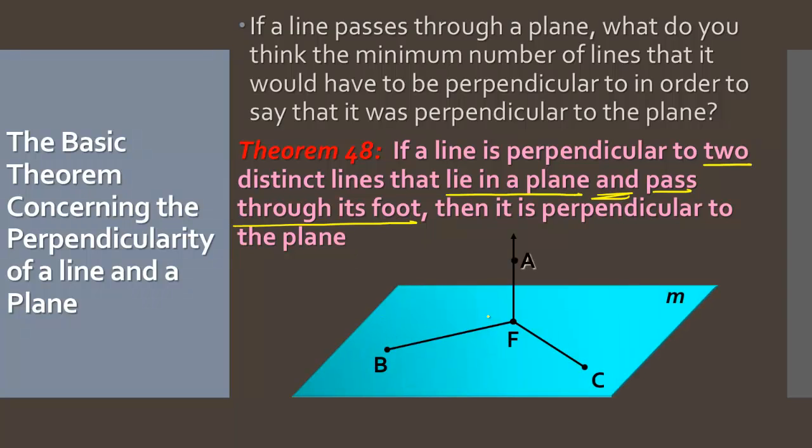Okay, so here's an example of what that looked like. Here's line BF and line CF, and if we said that line AF was perpendicular to both of those, then we could say that line AF is perpendicular to plane M.